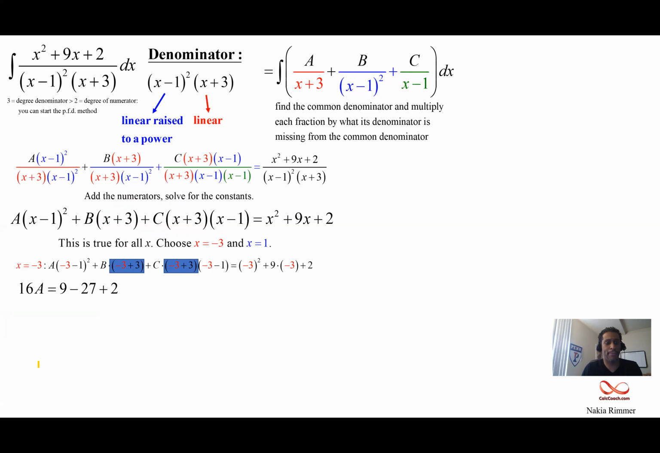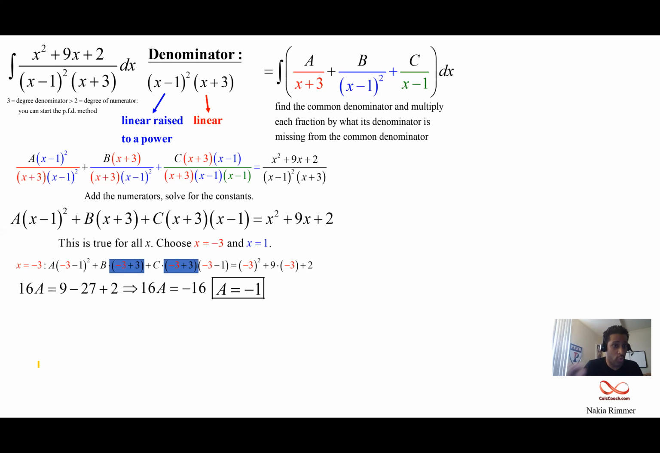The right-hand side, 11 take away 27 is a -16. So there we have it. A is a 1. I'm sorry, A is a -1. And we're making our way through this algebra minefield, but we're being really smart about it. Okay. We've chosen x equals -3, and it was fruitful.